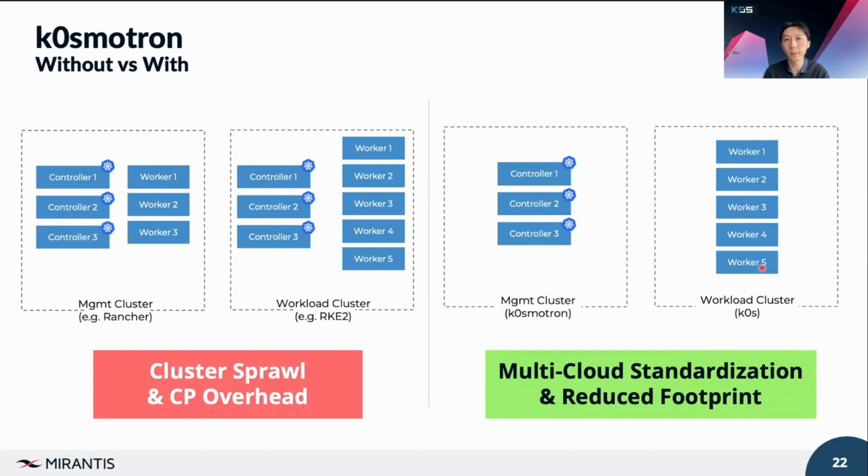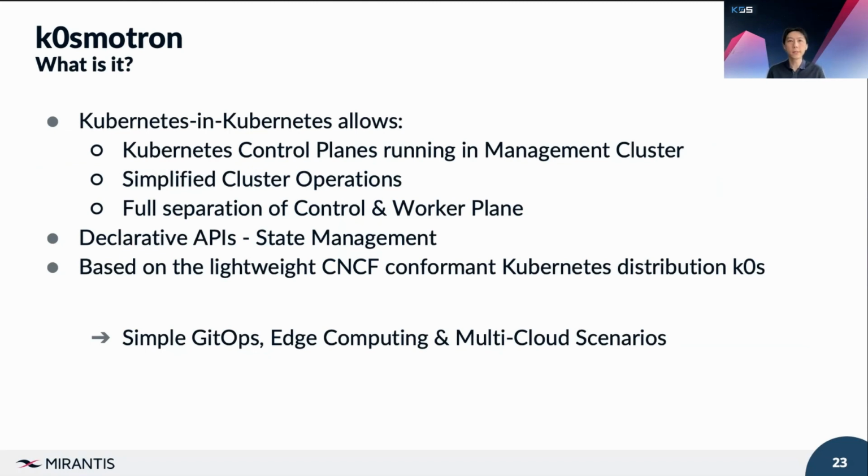This is akin to what the public cloud providers are doing with things like EKS and GKE and so on. When you manage the control plane and then you deploy just the worker clusters onto your edge environments. So k0smotron essentially is Kubernetes in Kubernetes. It allows you to run the control plane workloads in the management cluster as Kubernetes, which means you get all the benefits of everything you have with Kubernetes.